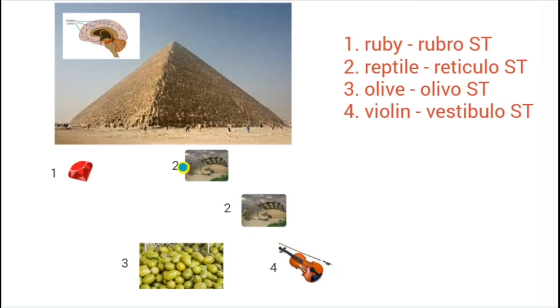These 3 are located in the anterior position, and these 1 and 2 are located in the lateral position. So the first one, ruby, stands for the rubrospinal tract, and these 2 reptiles stand for the reticulospinal tract, and this third one stands for the olivospinal tract, and this 4th one stands for the vestibulospinal tract. You can make your own story. For example, the reptile likes the ruby and eats the olive, and someone is playing the violin and dancing, so their balance is going to be out. That is the vestibulo. So you can make your own story as you wish.